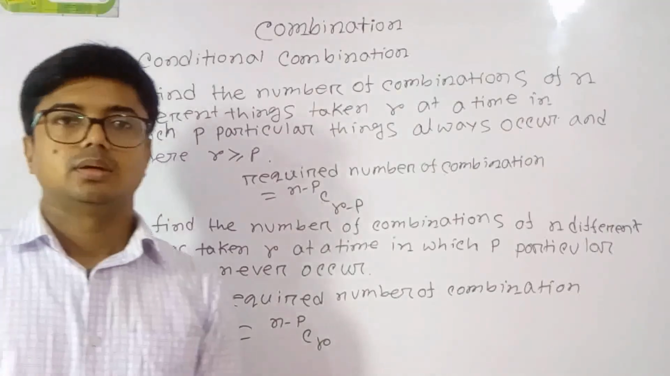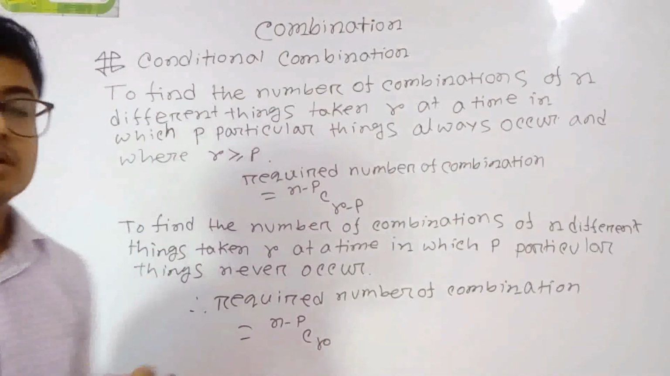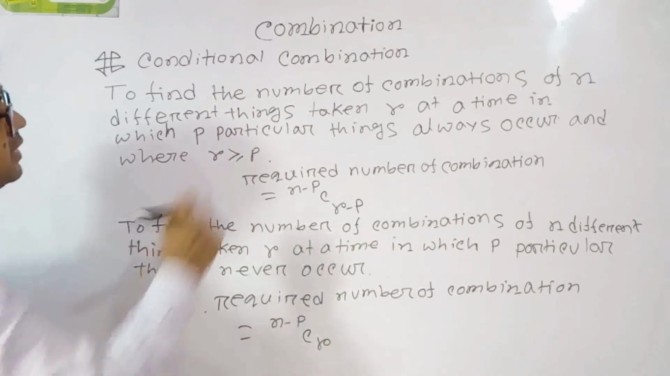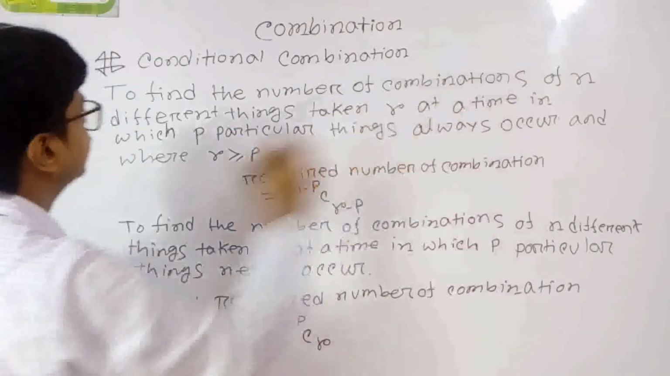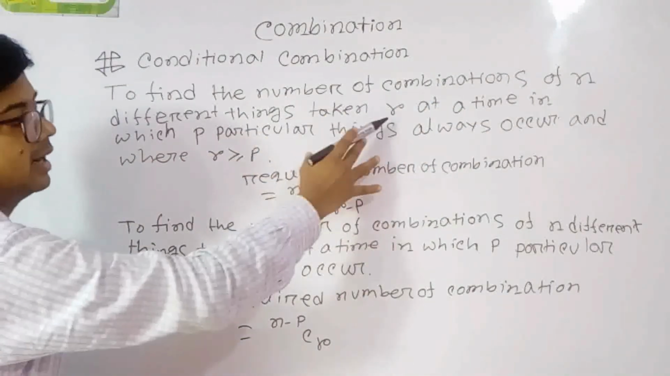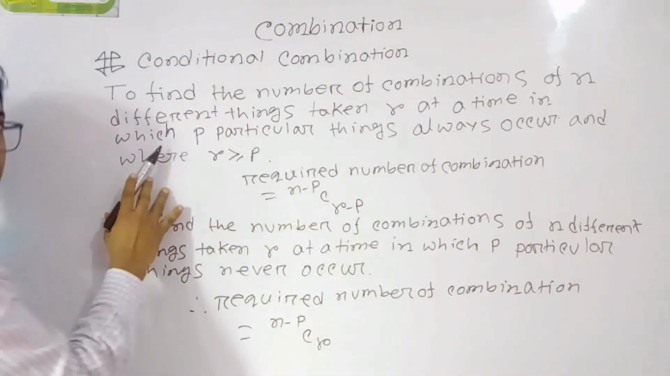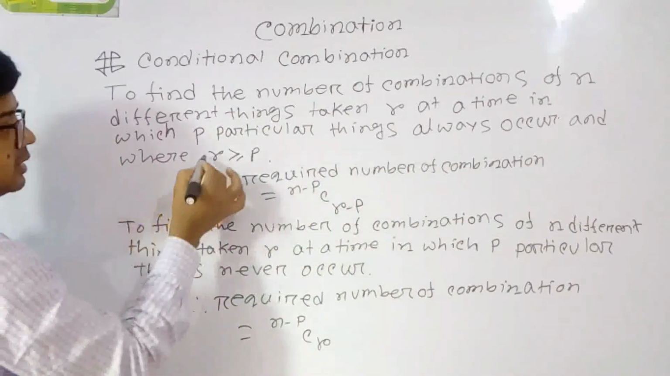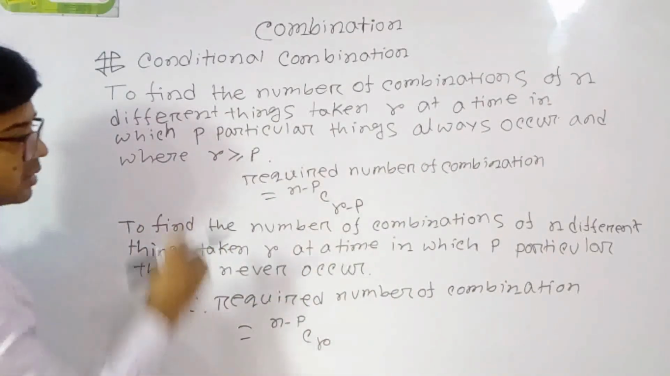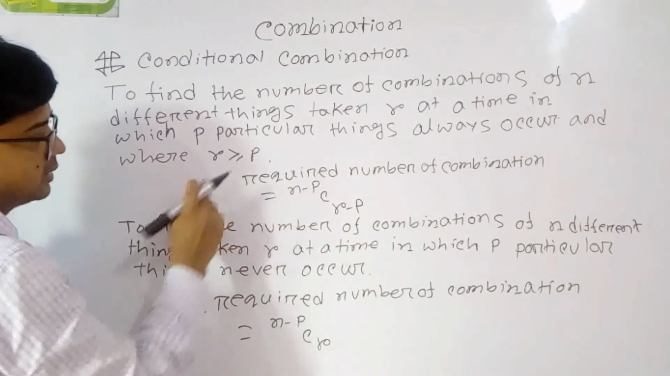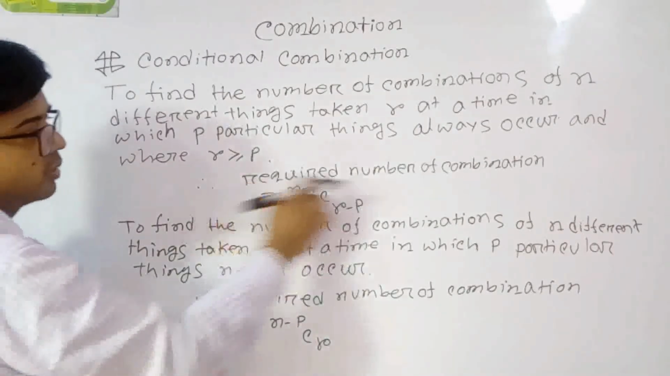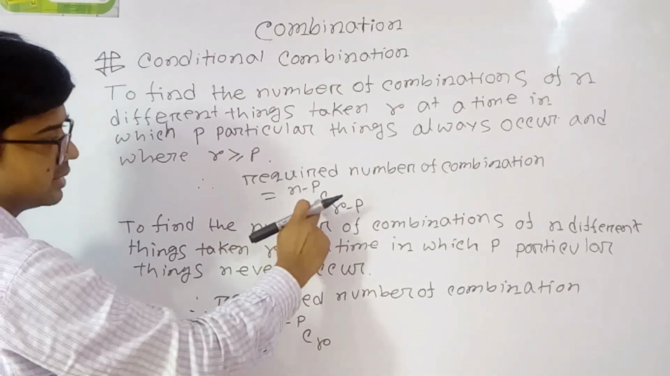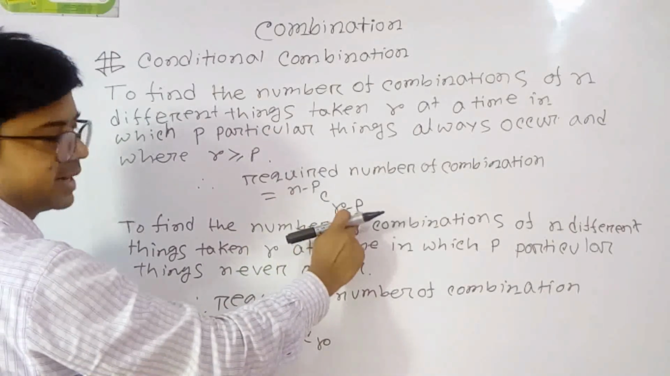Now our last conditional combination is here. To find the number of combinations of n different things taken r at a time in which p particular things always occur, where r is greater than or equal to p. So the required number of combinations will be (n minus p) C (r minus p).